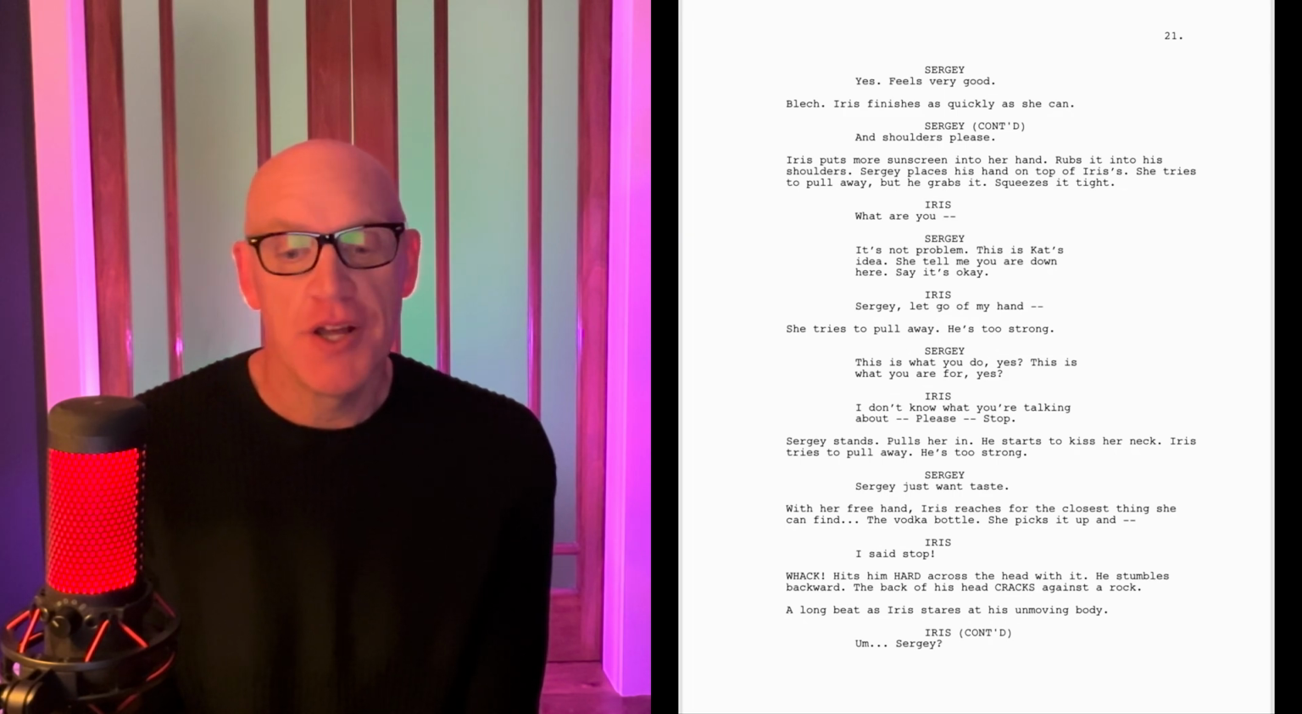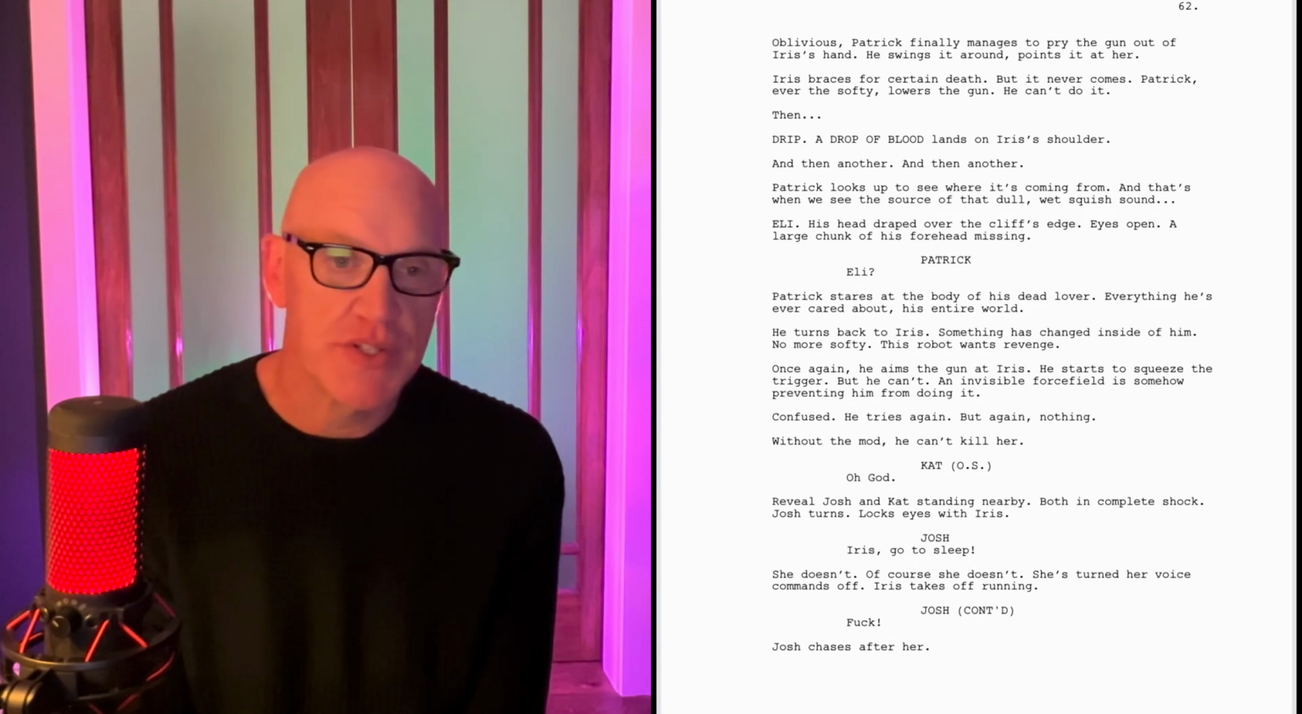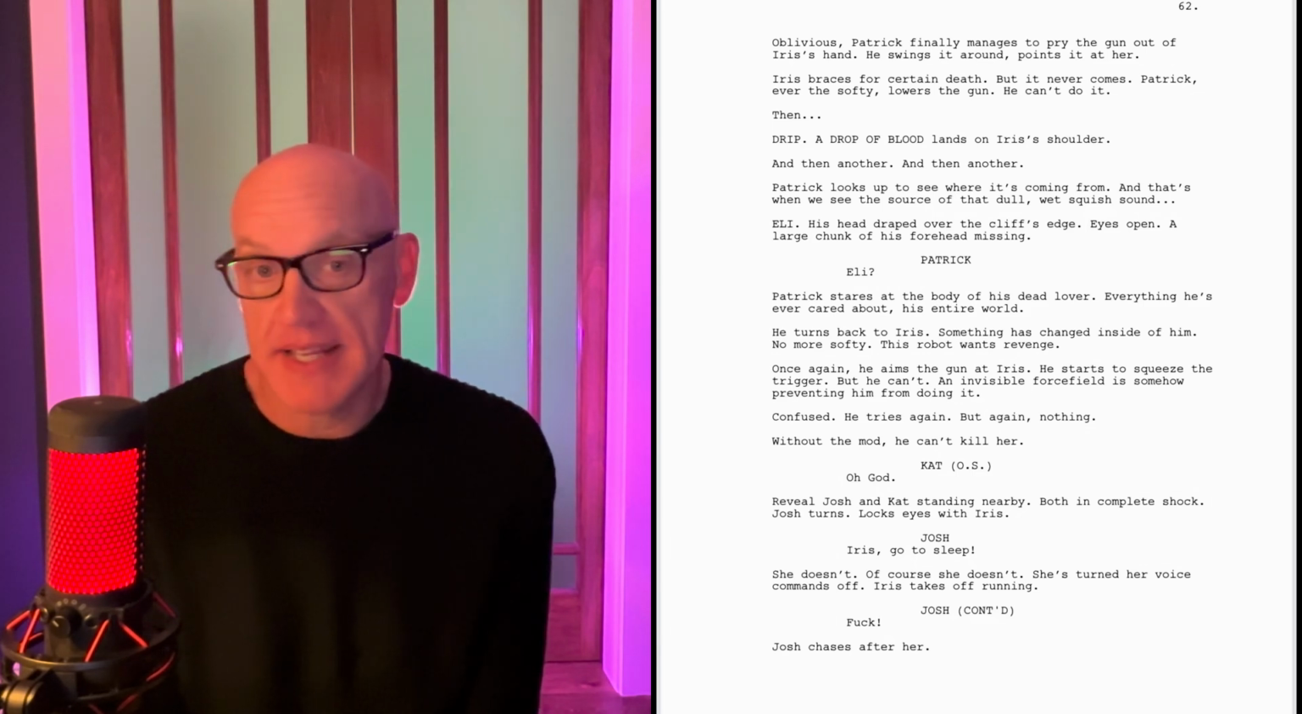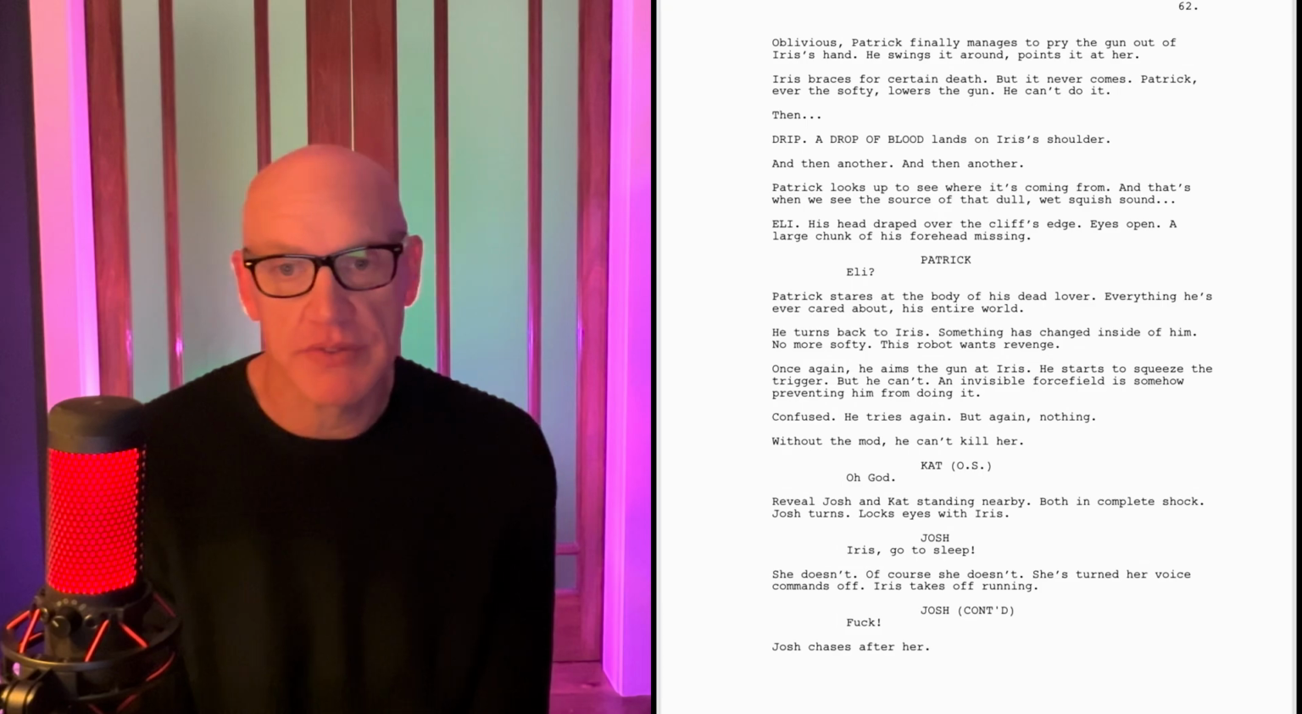You never feel frustrated or like, oh, I don't really want to read this 14-line paragraph. None of that. It goes down the page vertically instead of horizontally. On 62, when things get heated up, it spreads out even more. You could see how this looks on the page.